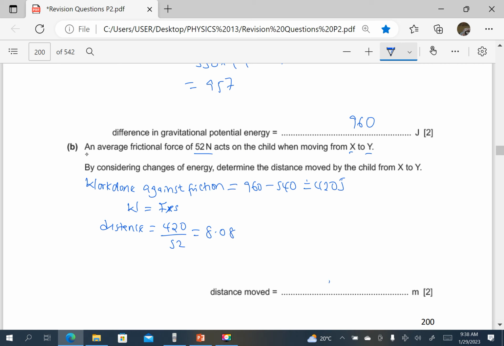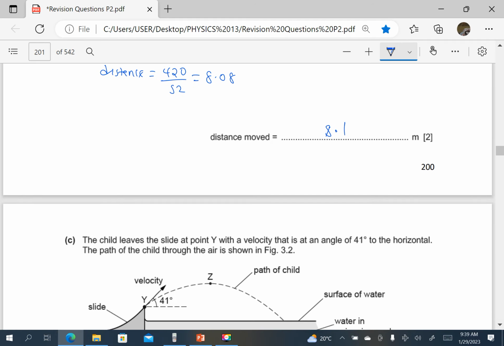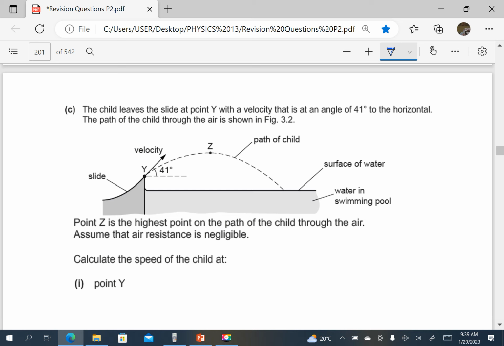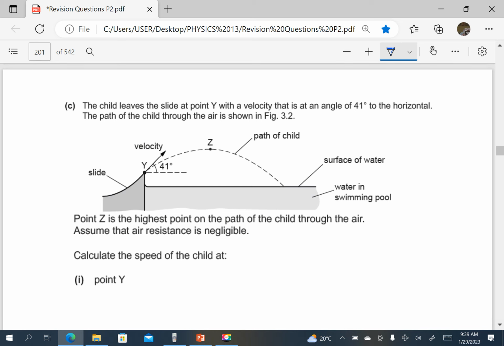So that is 8.08, or approximately 8.1. The child leaves the slide at point Y with a velocity that is at an angle of 41 degrees to the horizontal. The path of the child through the air is shown in the figure. Point Z is the highest point on the path of the child through the air. Assume that air resistance is negligible.